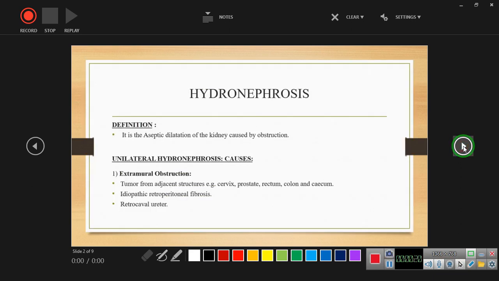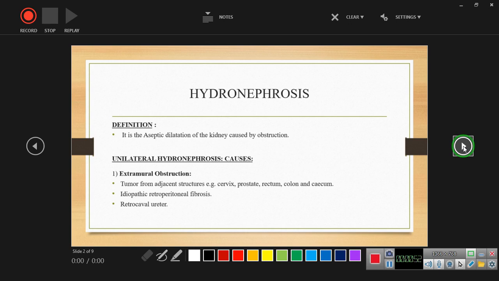It is the aseptic dilatation of the kidney caused by obstruction. Hydronephrosis is the aseptic dilatation of the kidney caused by obstruction. That means there is no infection. The dilatation is because of the obstruction and there is no infection. Then again, there may be unilateral hydronephrosis or there may be bilateral hydronephrosis.